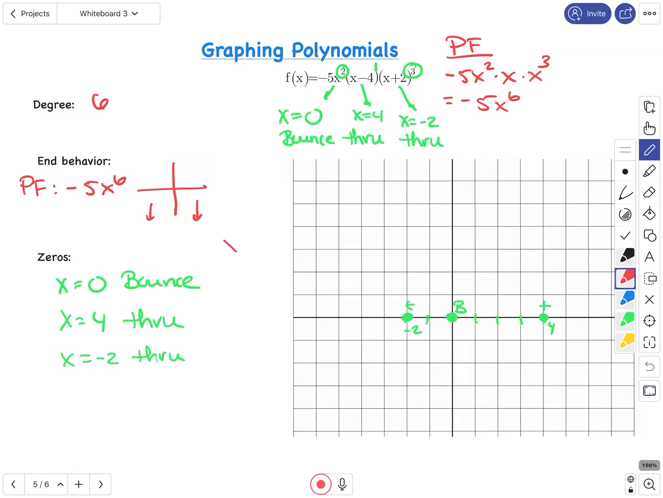And I've got to keep in mind my endpoint behavior, so it says down on the far left and down on the far right. And there should only be one way to draw this, so I've got to go starting down on the far left through -2, bounce off of 0, and then through 4. And we're done.